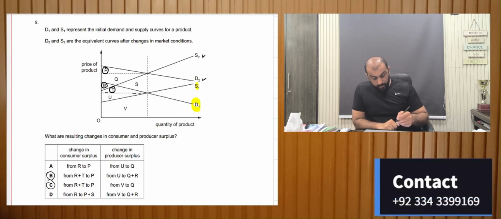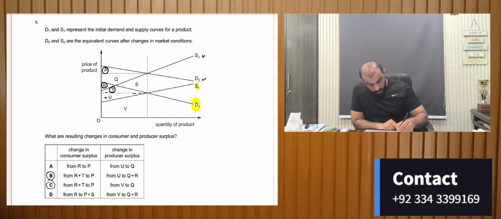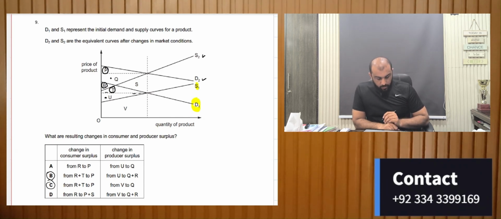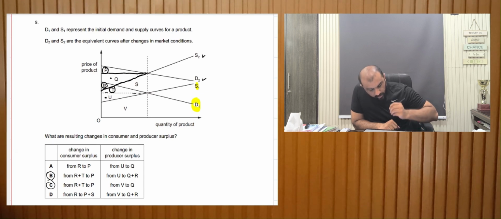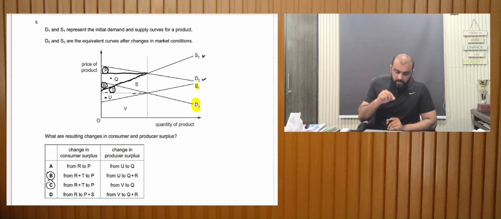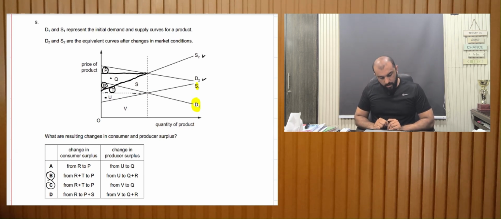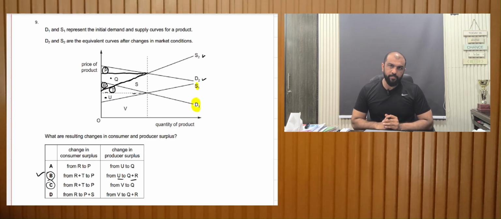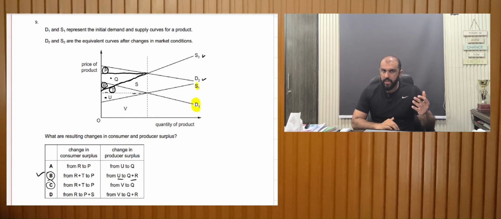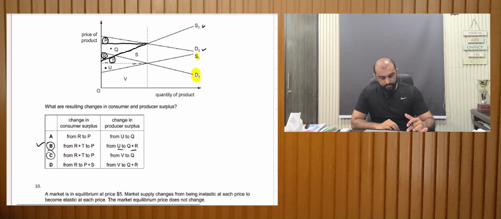And producer surplus was U. Now it is Q. So it has changed from U to Q. Oh, it's U, Q, and you can look at this area as well. It also includes R. So initially it was just U. Now it's Q plus R. So B is my supposedly right answer. Now it would be better if you can print it out and shade it. The entire concept would be extremely clear then.